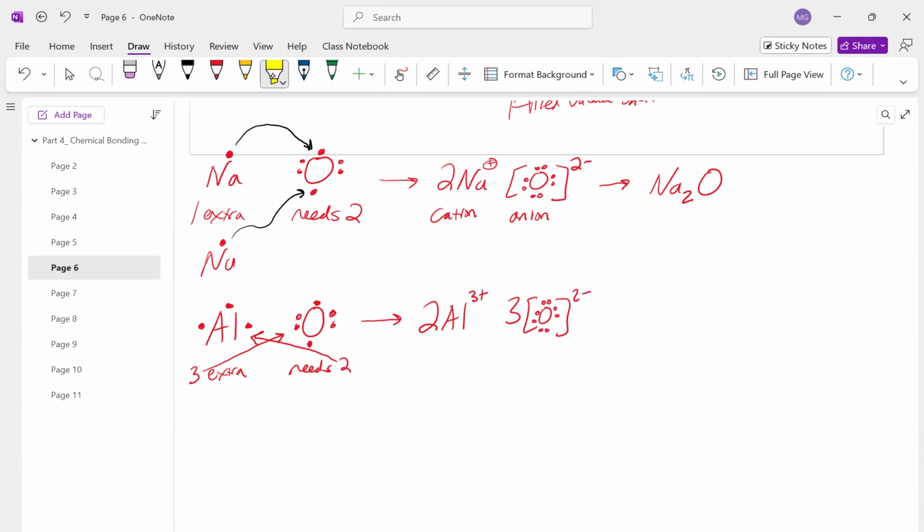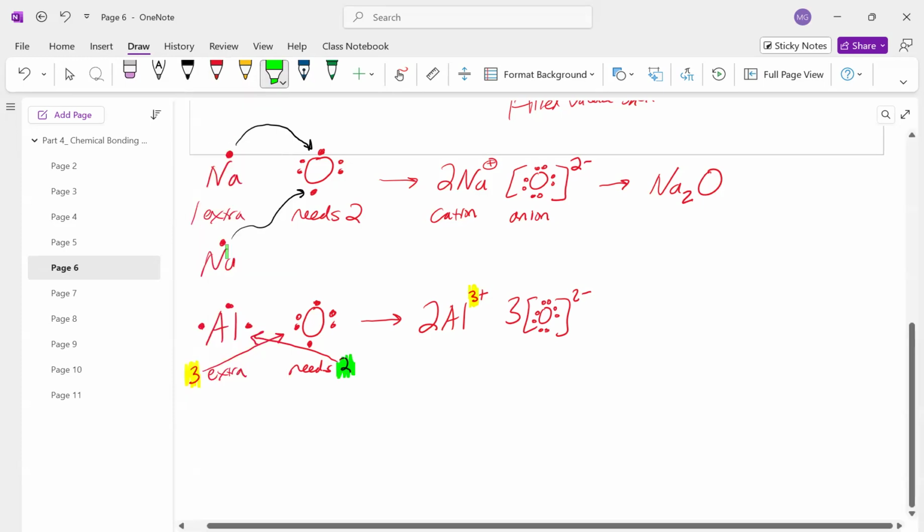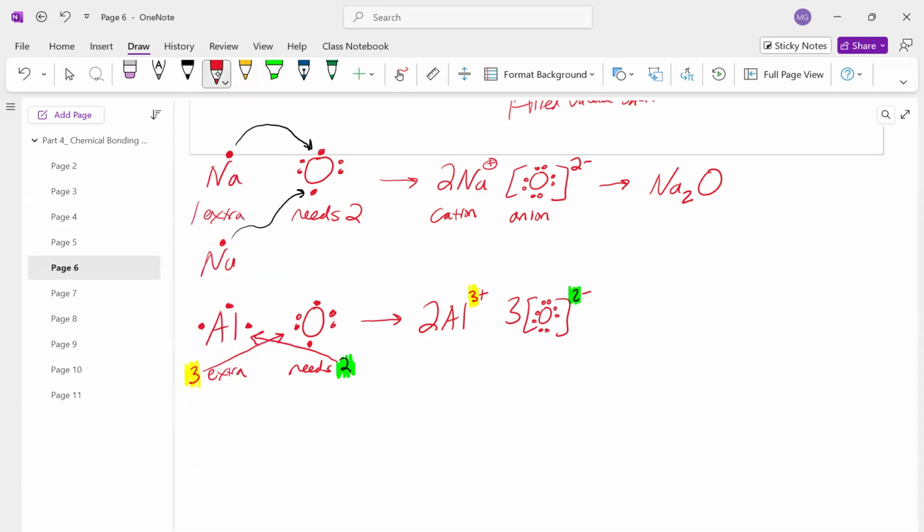Now I want you to highlight this. Look at that number three right there. That's that number three right there. And then look at this number two. That's that there. And you can use this little crisscross method to accurately write the formula for this ionic compound. And in actuality, you could do this with any ionic compound. Again, notice here we have a cation, something that's positively charged, and an anion, an atom that is negatively charged.